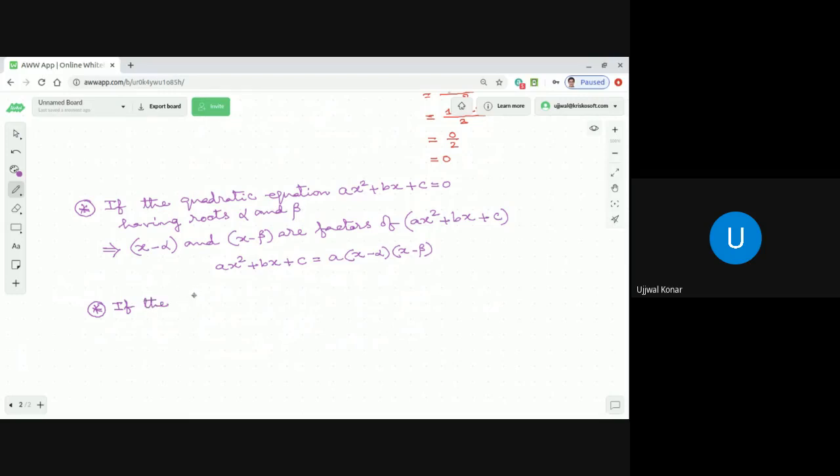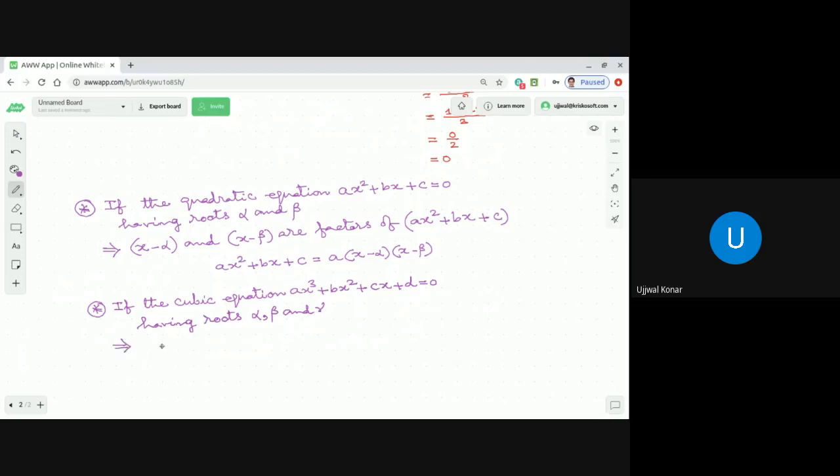So the next statement I'm going to make: if the cubic equation ax cube plus bx square plus cx plus d equal to 0 has roots alpha, beta, and gamma, because it's a cubic equation, so it can have three roots, correct?